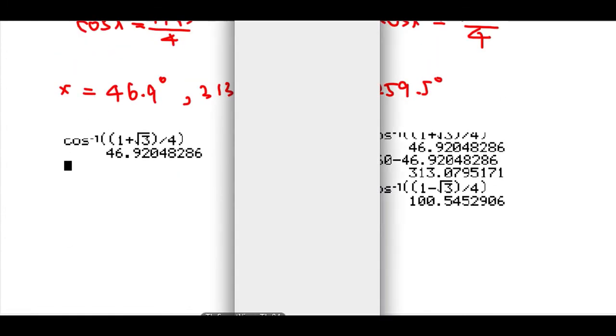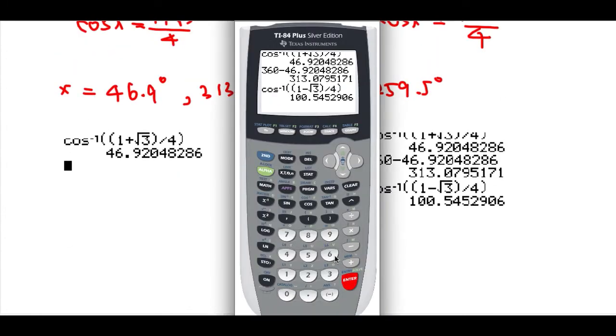Let me just check it. So 180 minus the value would have given us the reference angle, which we're going to add on to 180. Alright, so that becomes our final answer.